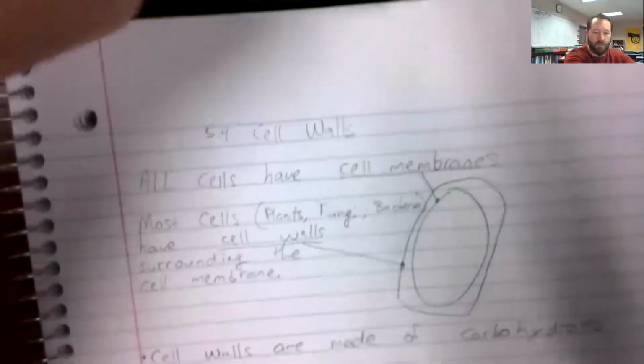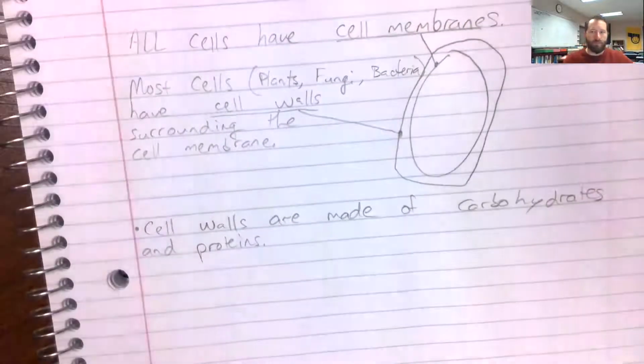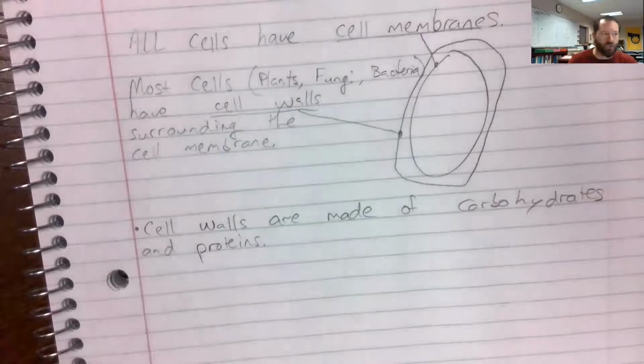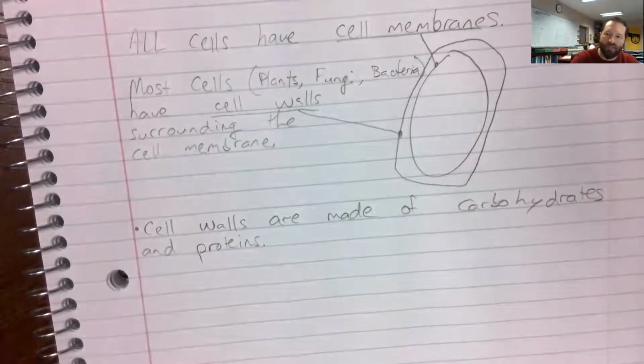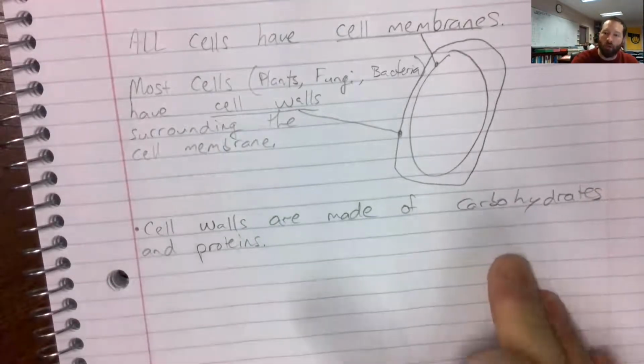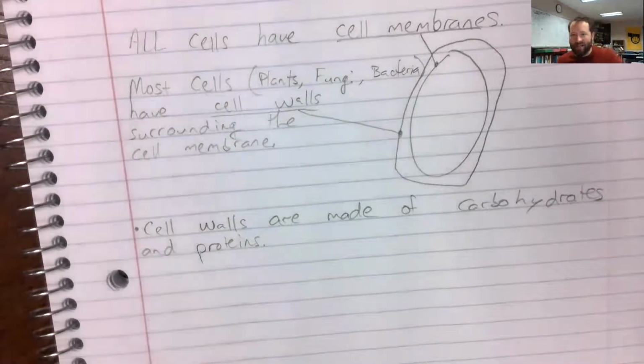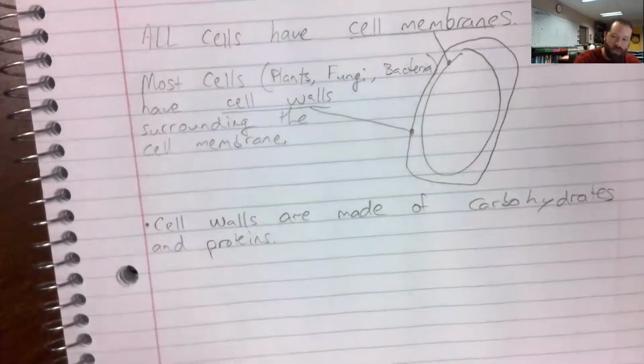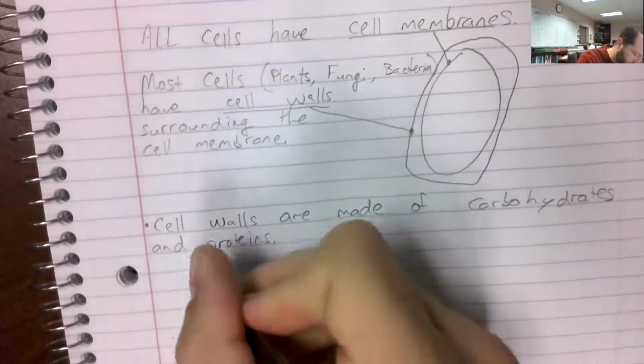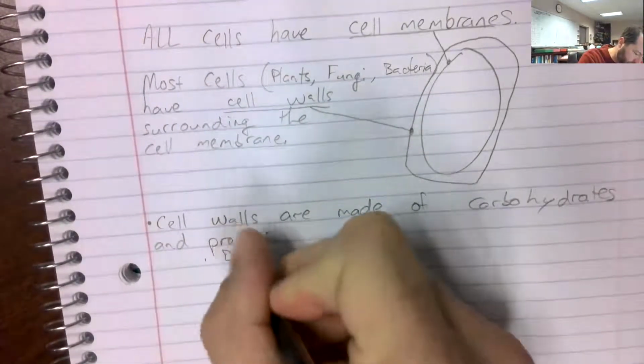We talked about this a couple of units ago. We actually drew some pictures of cell walls. Cell walls are made of carbohydrates. So it's polysaccharides. Think of a lot of glucose, a lot of hexagons all linked together, and proteins. Different species, though, have different compositions.